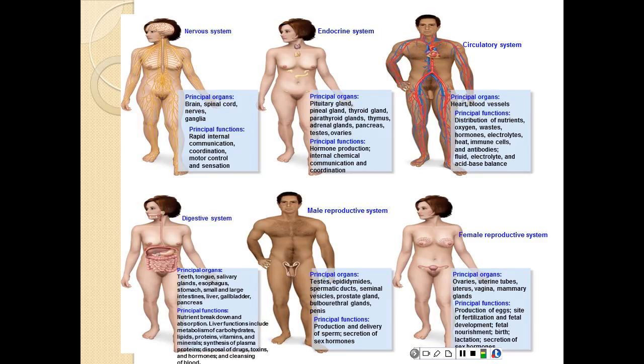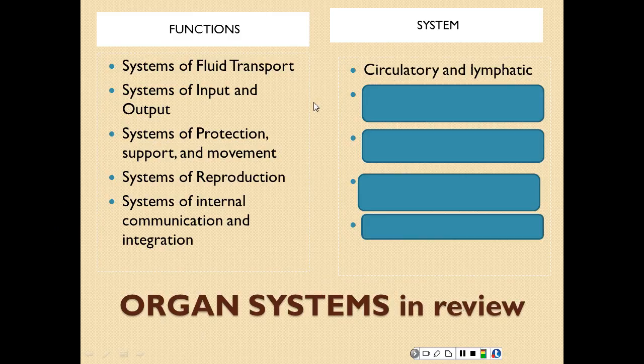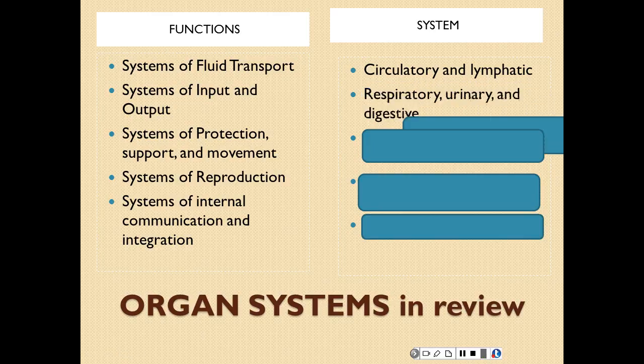So make sure you go through these various systems. We have 11 of them. Minds are cruel will help you remember them all. Alright. So systems for fluid transport. What would that be? Our circulatory and our lymphatic system. Alright, we have systems of input and output. What system do you think that will be? Respiratory, urinary, and our digestive system.